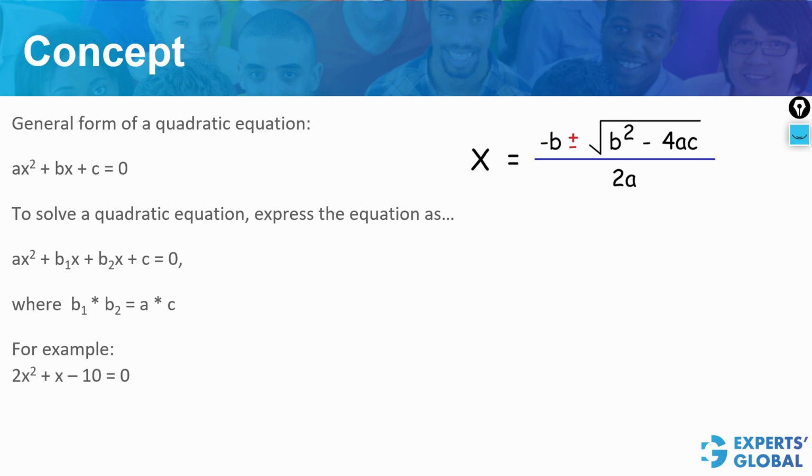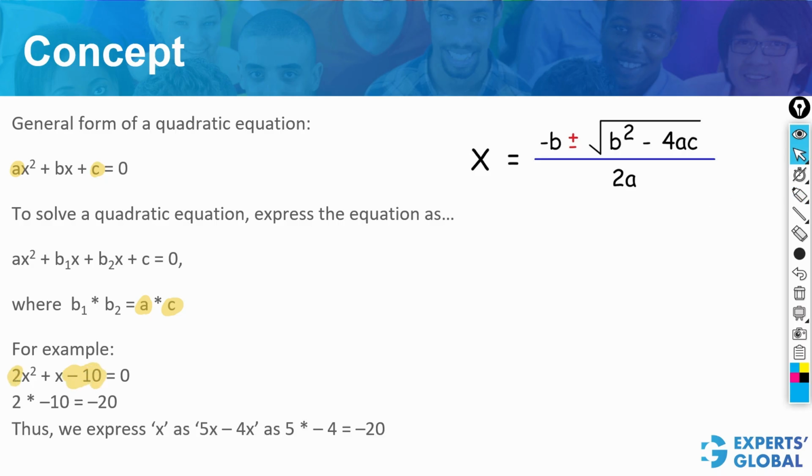For example, look at this quadratic equation. The product of a and c means the product of the coefficient of a and c. So this product here is 2 times minus 10, which is minus 20.